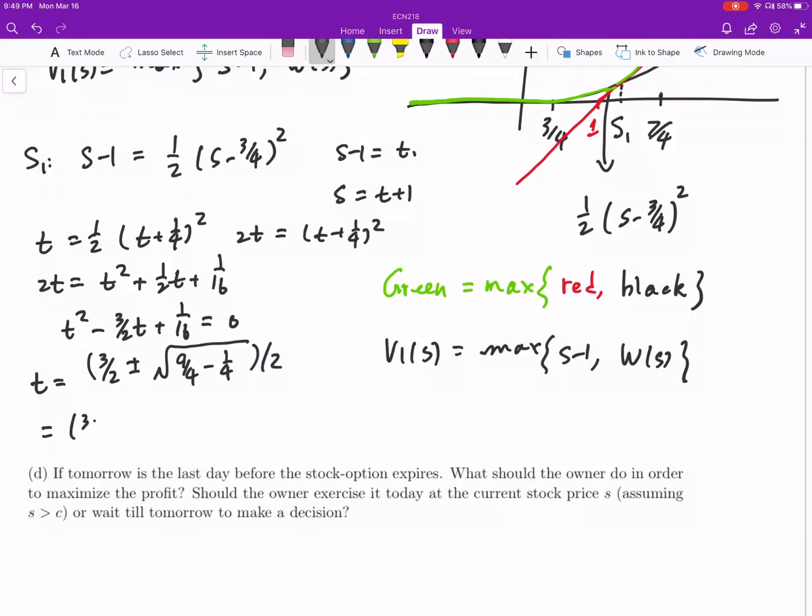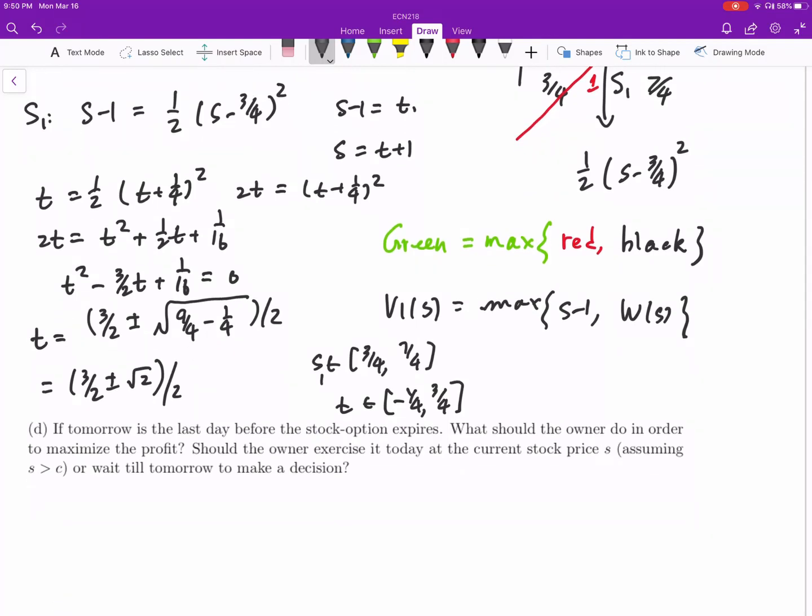We have 3/2 plus minus, and this is going to be the square root of 2, because 9 minus 1 is 8, 8/4, that's square root of 2. Okay, and divided by 2. We know this number shouldn't be really big because there are 2 over there. And since we have that s1 must be between 3/4 and 7/4, right? Then what it means is that t must be between -1/4 and 3/4. So this is what we are looking for.